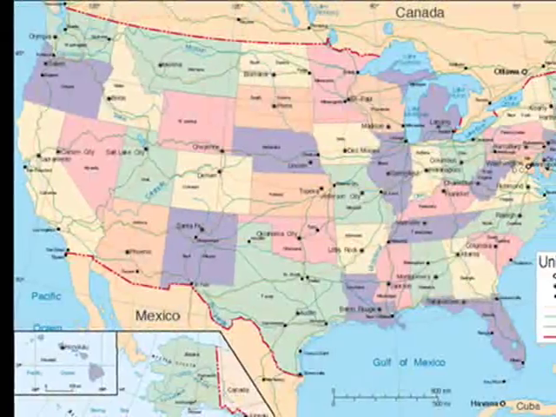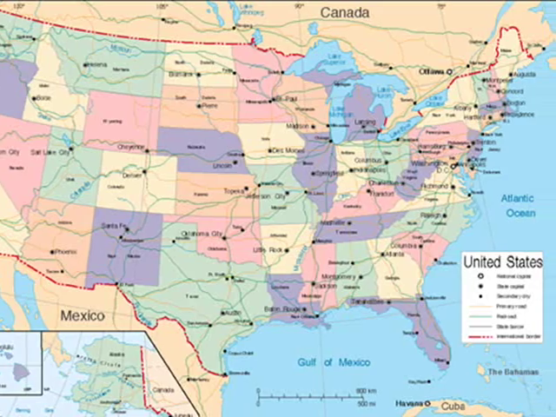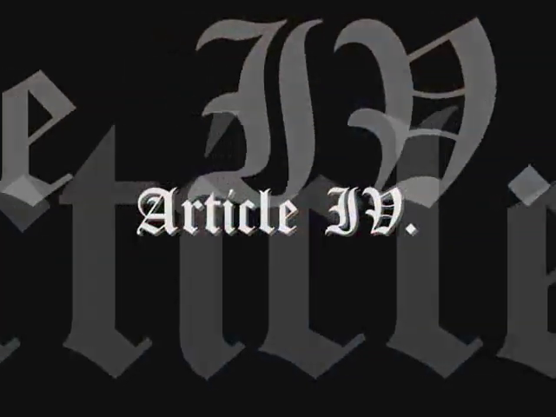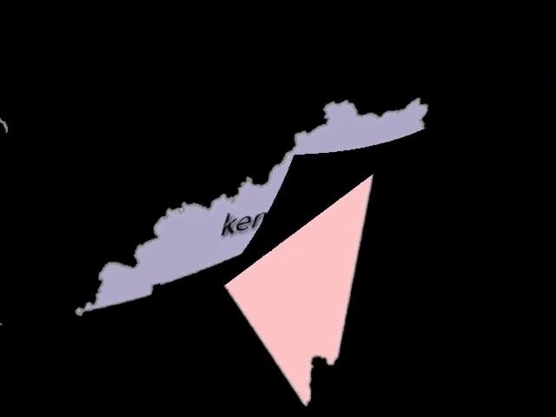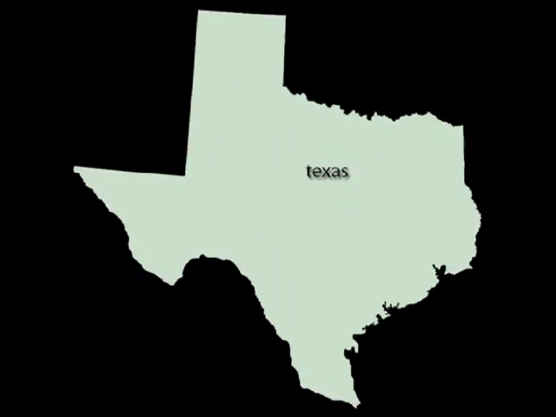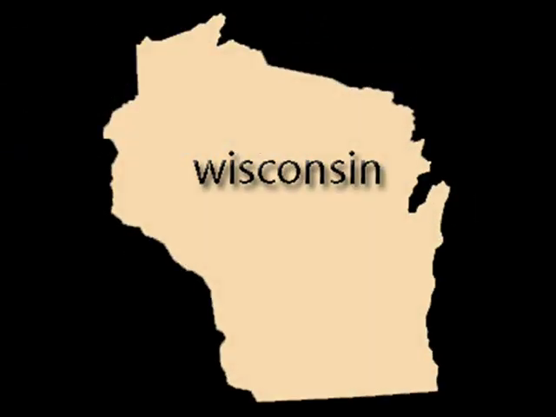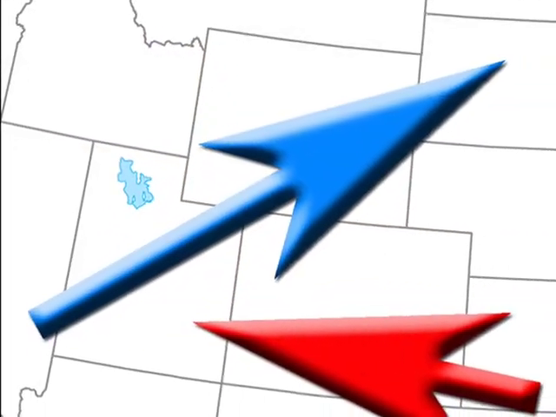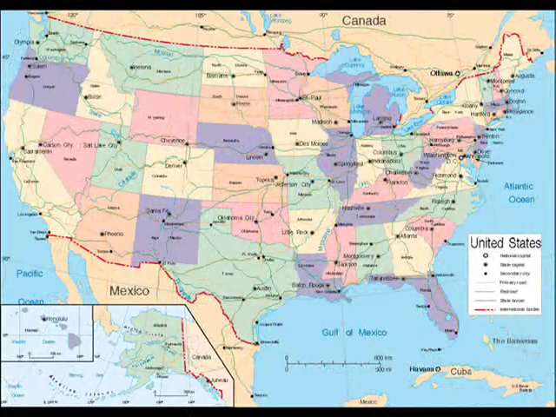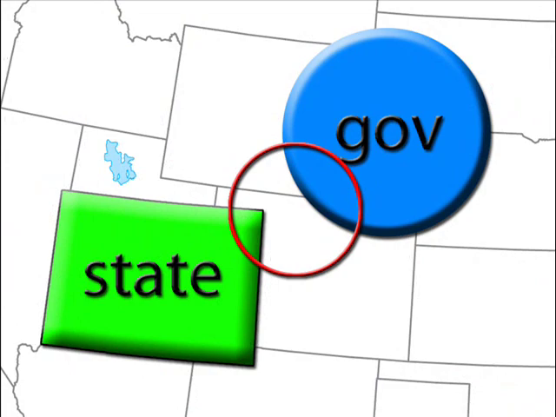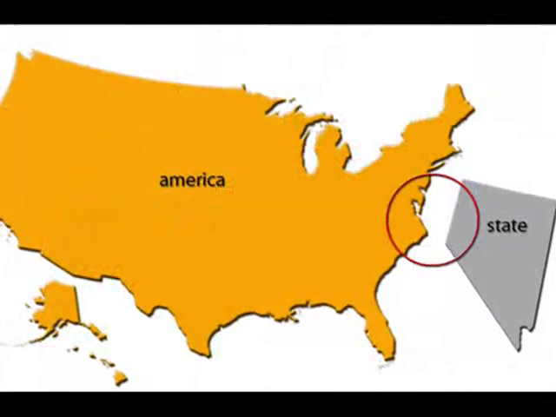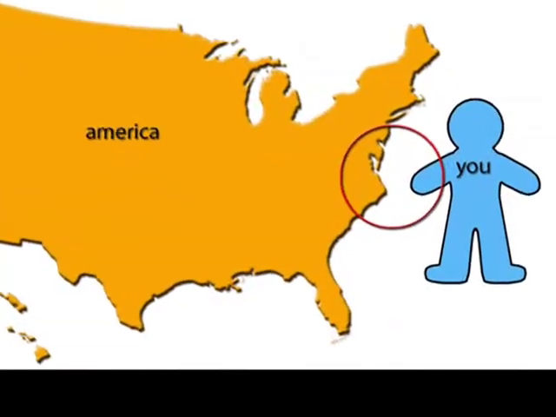States here, states there, states everywhere, states upon states. That's all Article 4 talks about. It goes on and on about how states can be admitted to the Union, interstate relations, and civil rights of citizens from different states. It talks about the relations between states, a state to the government, the relation between America and a state, even the relation to you and a state. Yep, that's one good thing about Article 4.